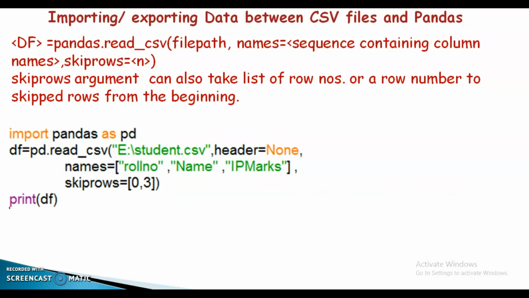Consider this one. Import pandas as pd. Df is equal to pd.read_csv. Then file path. Header is equal to None. Names is equal to this one. Skiprows is equal to, within the square brackets, we specified 0, 3. So from this we can identify that the 0th row and 3rd row will be deleted from this data frame. Okay, clear?